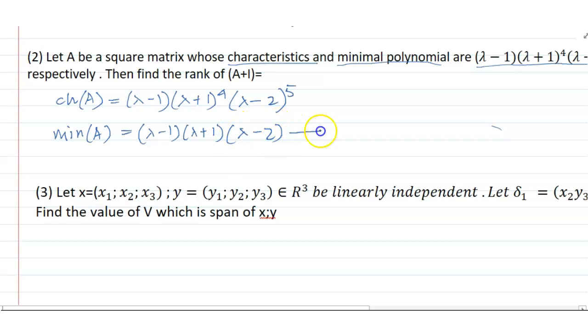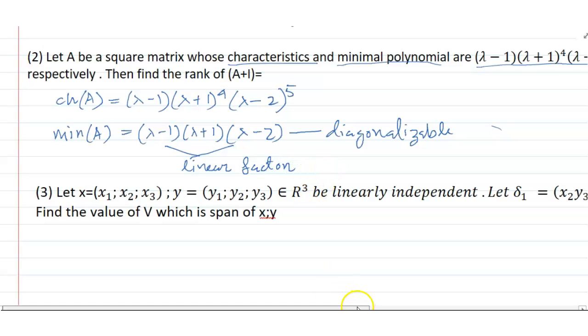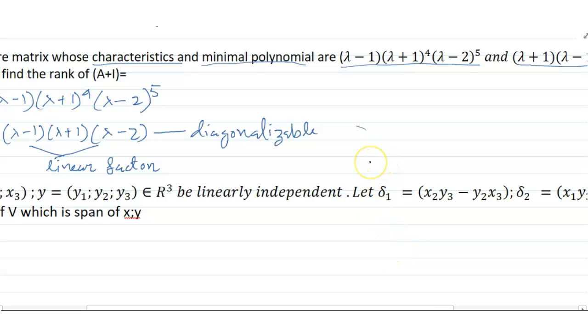So it is diagonalizable. How? Because we know that every factor is linear. This factor is linear, this factor is linear, this factor is linear. So if they are linear factors, then AM is equal to GM, as it is diagonalizable. Diagonalizable means AM equals GM.